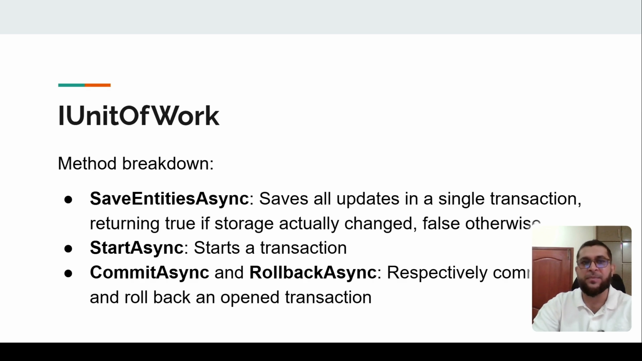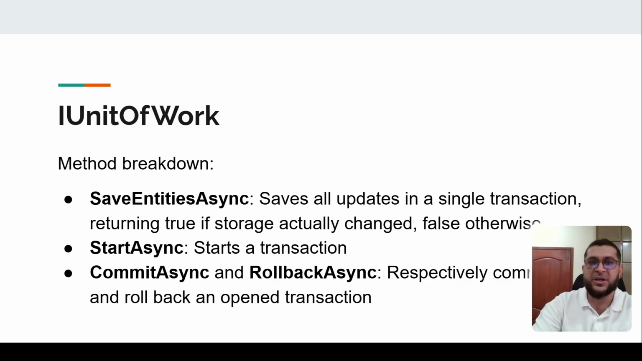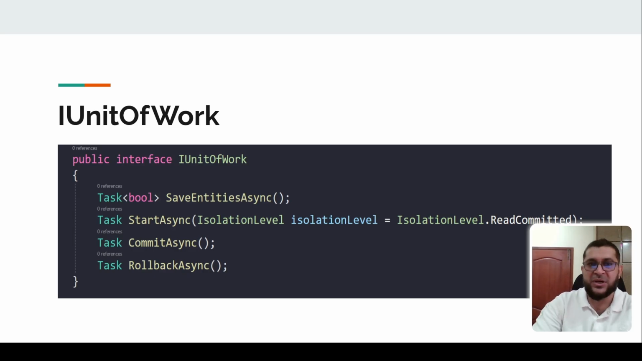So the unit of work breakdown. We have save entity async, which saves all the updates in a single transaction, and returns true if storage actually changed, otherwise false. And start we use to start the transaction, commit and rollback respectively commit or rollback an open transaction. So this is needed to make the data consistent. Okay, so the unit of work transaction control methods are save, start, commit, and rollback.